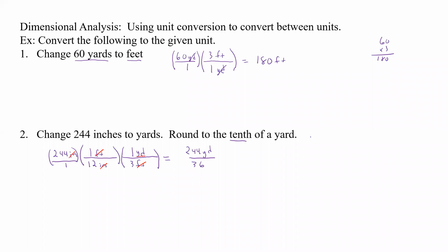We want to round to the tenth, so that means we have to go out to 2 spaces so we can round up to the tenth. So 36 into 244.00.